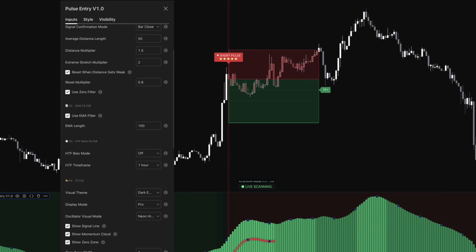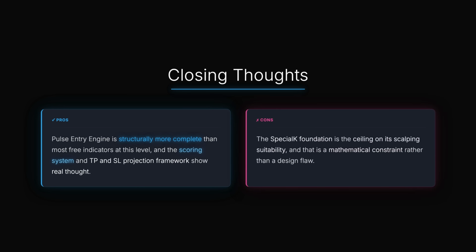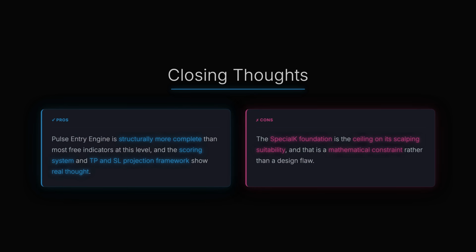entries tend to cluster. Pulse Entry Engine is structurally more complete than most free indicators at this level, and the scoring system and TP and SL projection framework show real thought. The Special K foundation is the ceiling on its scalping suitability, and that is a mathematical constraint rather than a design flaw.